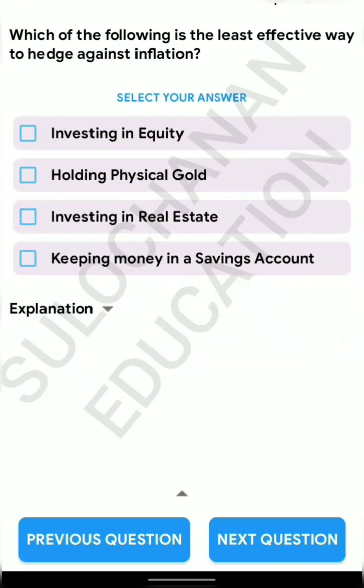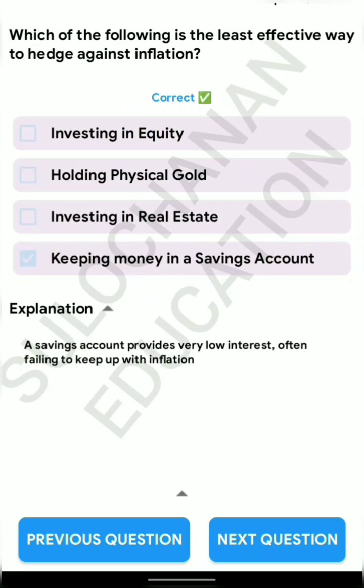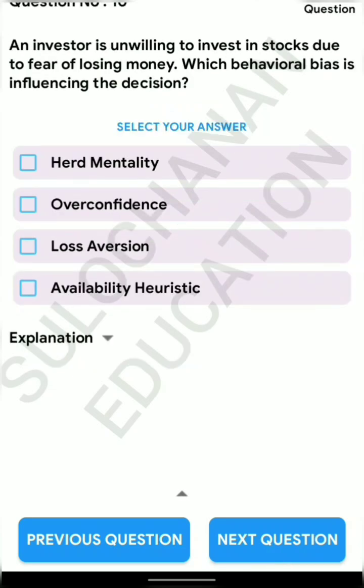Which of the following is the least effective way to hedge against inflation? Options are, correct answer is option D. Keeping money in a savings account provides very low interest, often failing to keep up with inflation.